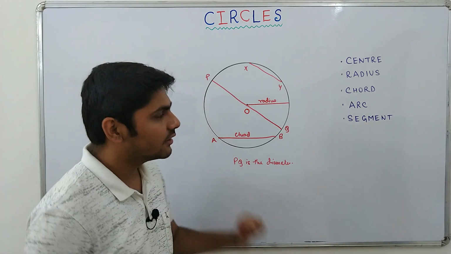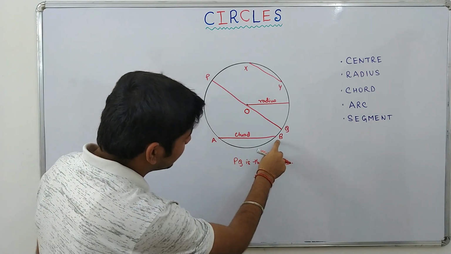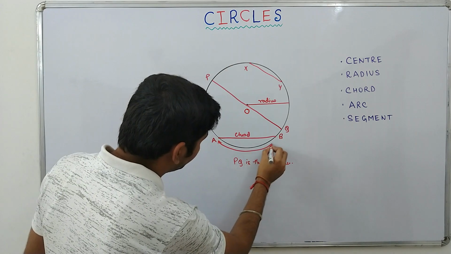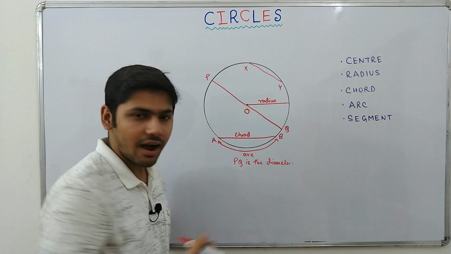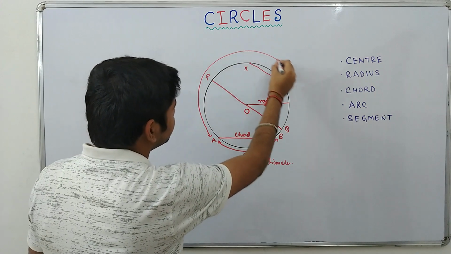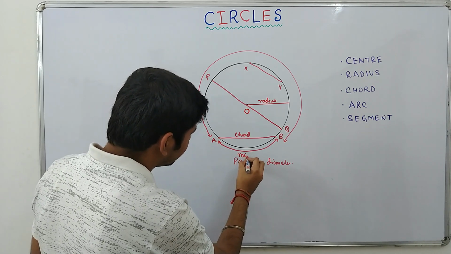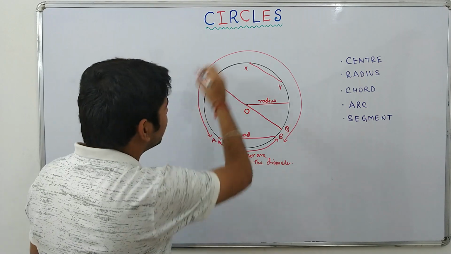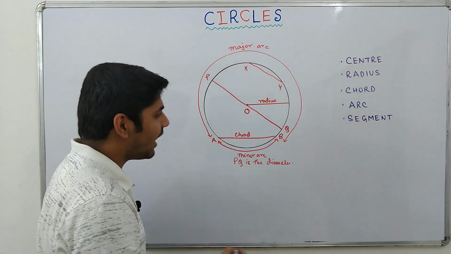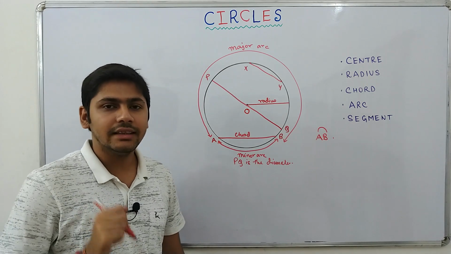Then comes arc. What is an arc? The length from A to B on the circumference is called an arc. So basically this length from A to B is called an arc. Okay. Now you can also take the length like this. So basically the smaller one becomes the minor arc and the longer one becomes the major arc, and an arc is represented like this. So arc AB.